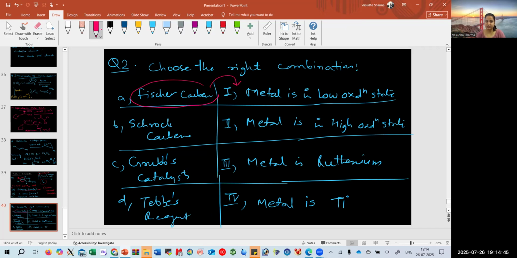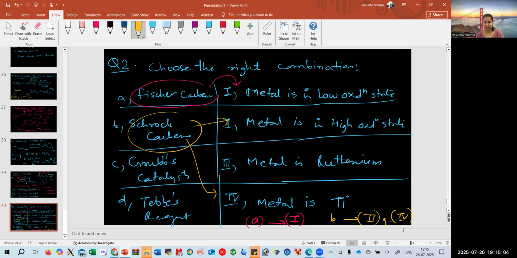be in a low oxidation state. So we have A with the combination 1. The Schrock carbene, on the other hand, has to be the option B, which is in the higher oxidation state. And it can also follow that metal can be titanium. So both the combinations are correct. Now the Grubbs catalyst that we have, Grubbs catalyst is also part of a Schrock carbene. So it can be having a metal oxidation state in higher.